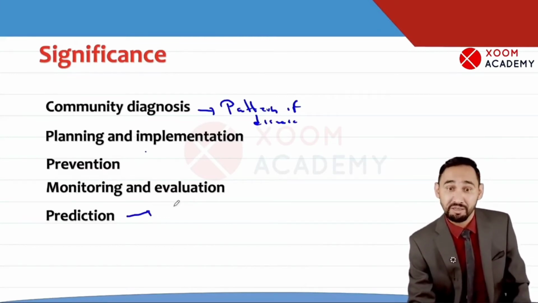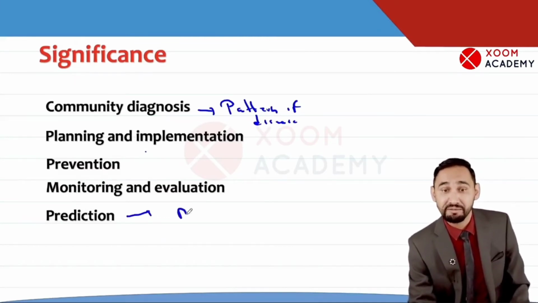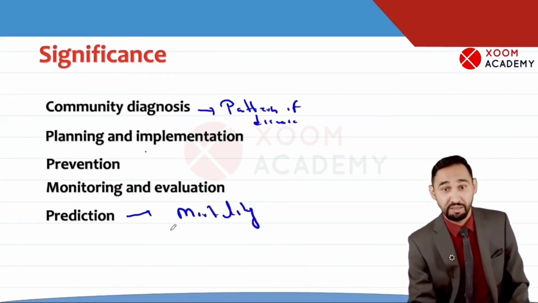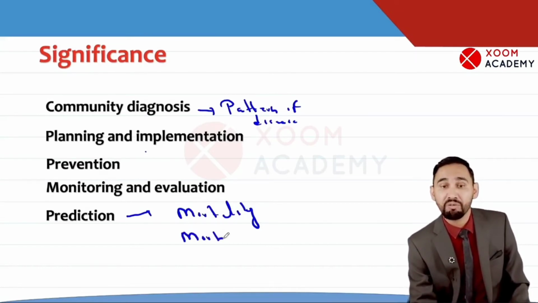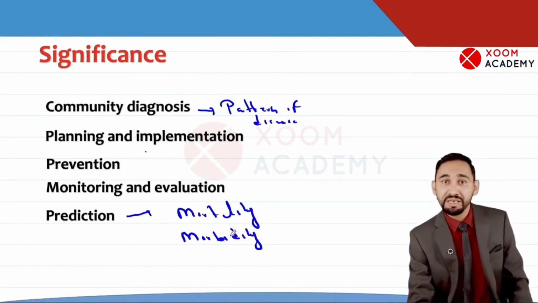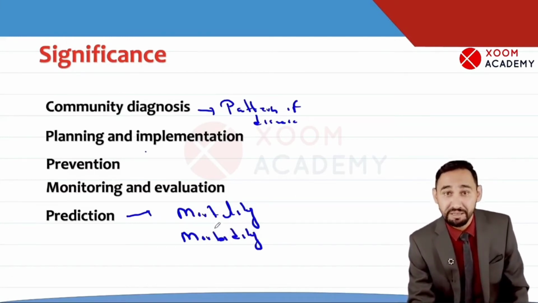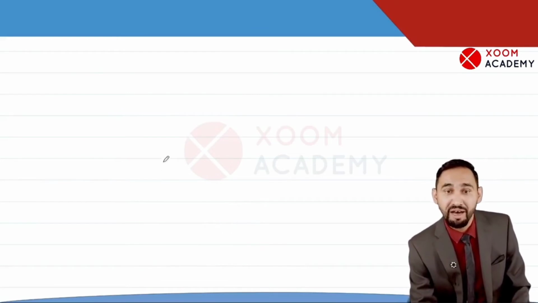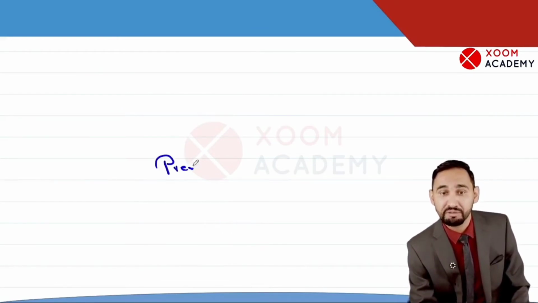We'll predict on the basis of mortality. If mortality is higher, our community is not healthy. We'll predict on the basis of morbidity. If morbidity is greater, then we can say that burden of disease is greater and community is not healthy. So we can say that all of this is done for prevention. All of this is done for control.